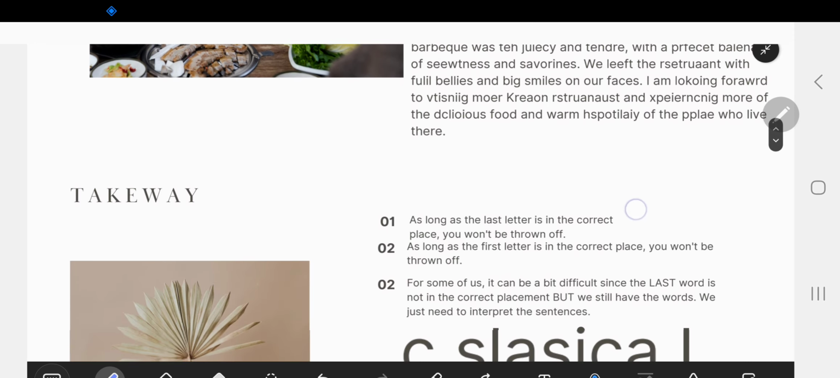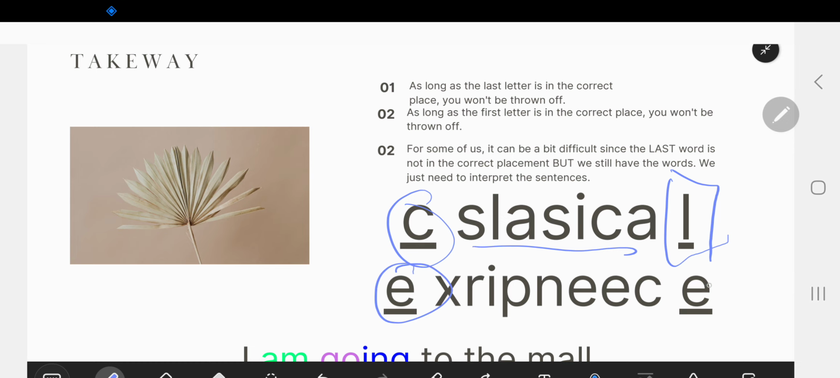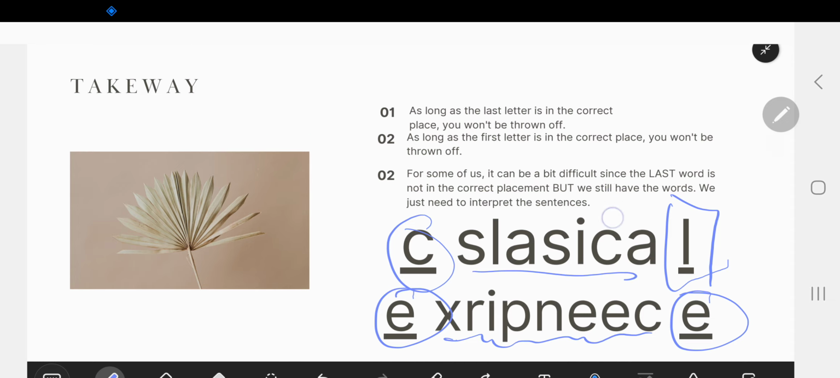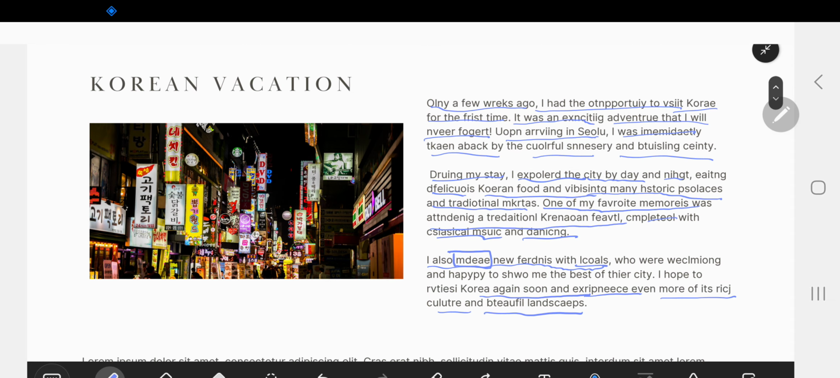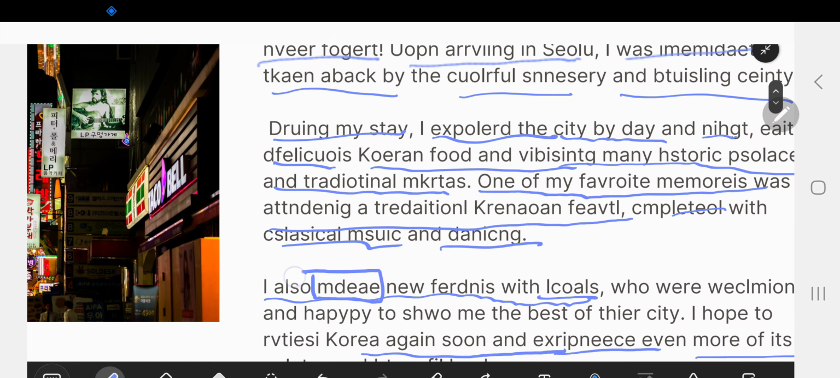And also, here's the rule actually. As long as the beginning letter and the last letter are there, even if the letters are all jumbled up in here, you can still make out what it means. It means classical, right? And in some of the instances, there were missing letters, or there were some more letters in there, but we could just make out what it means, like locals, or let's find another one.